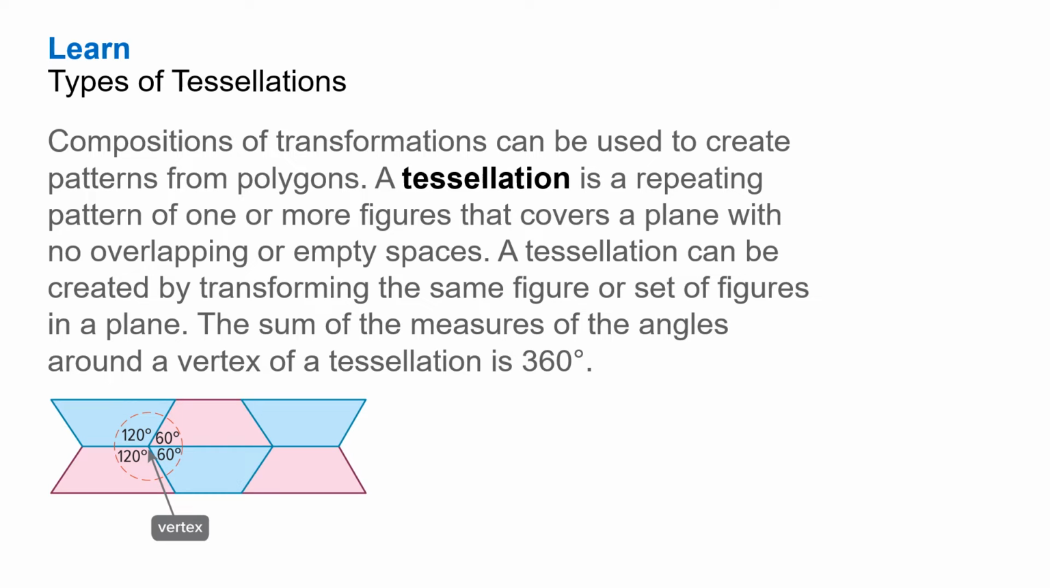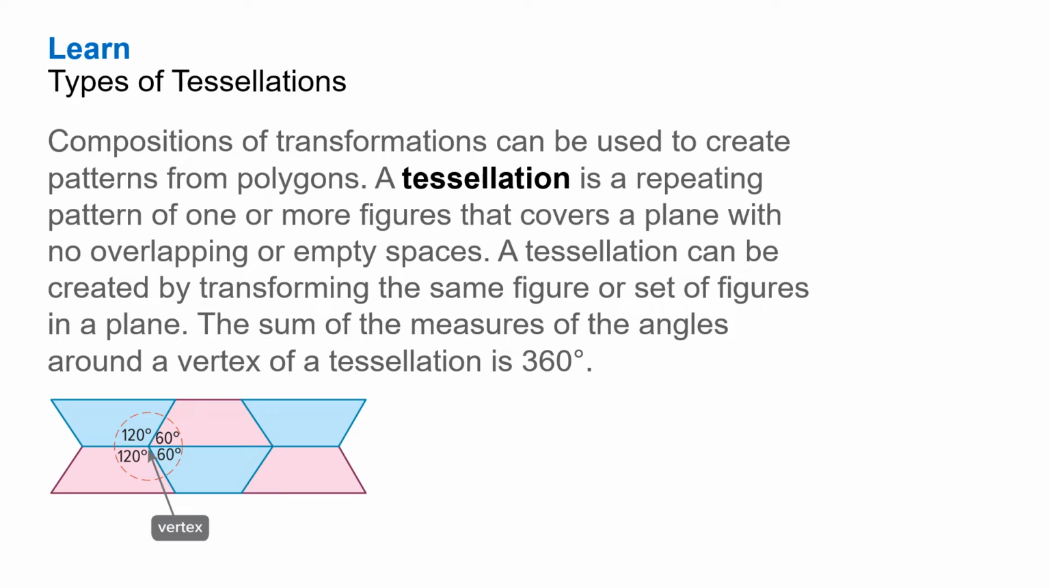And you can see that in this example where we have trapezoids and we have the 120 degree angle from the top part of our trapezoids and the 60 degree angles from the bottom part of our trapezoids. Together, all four of those angles add up to 360 degrees.